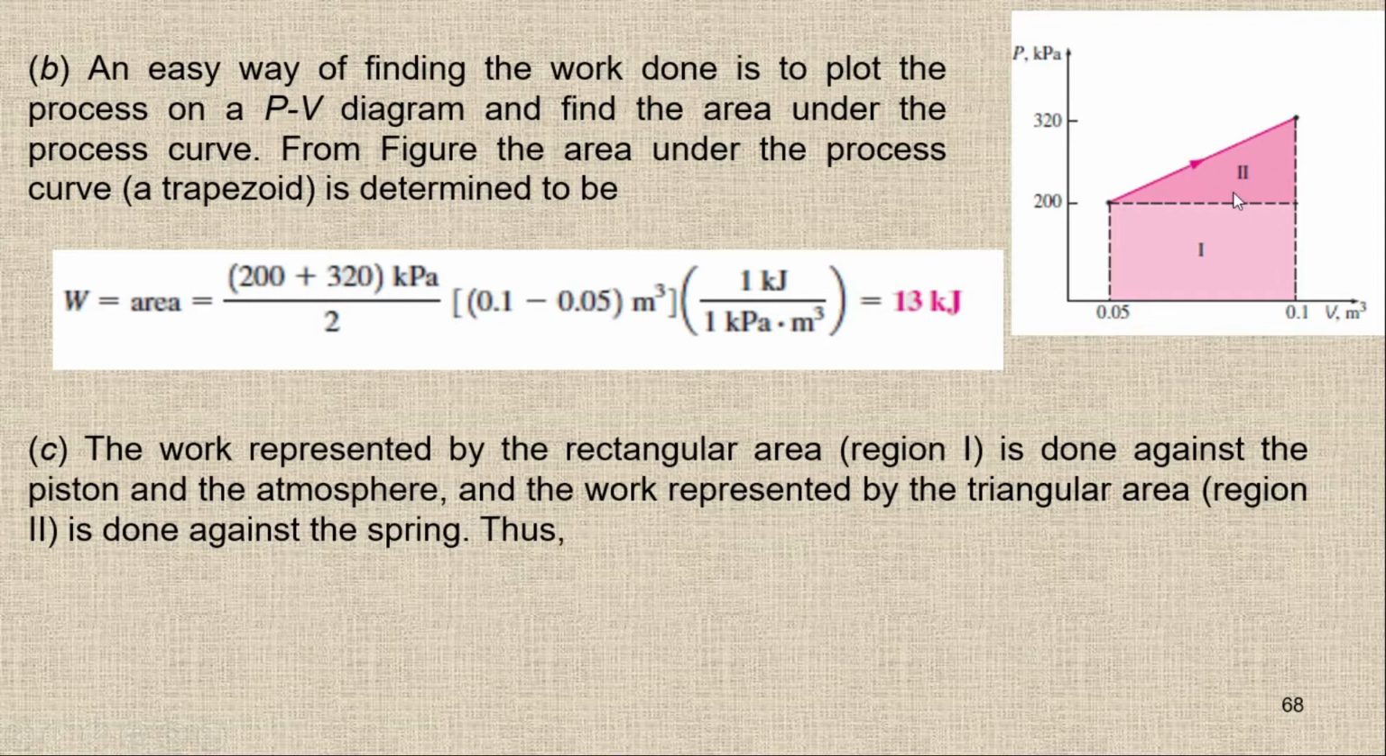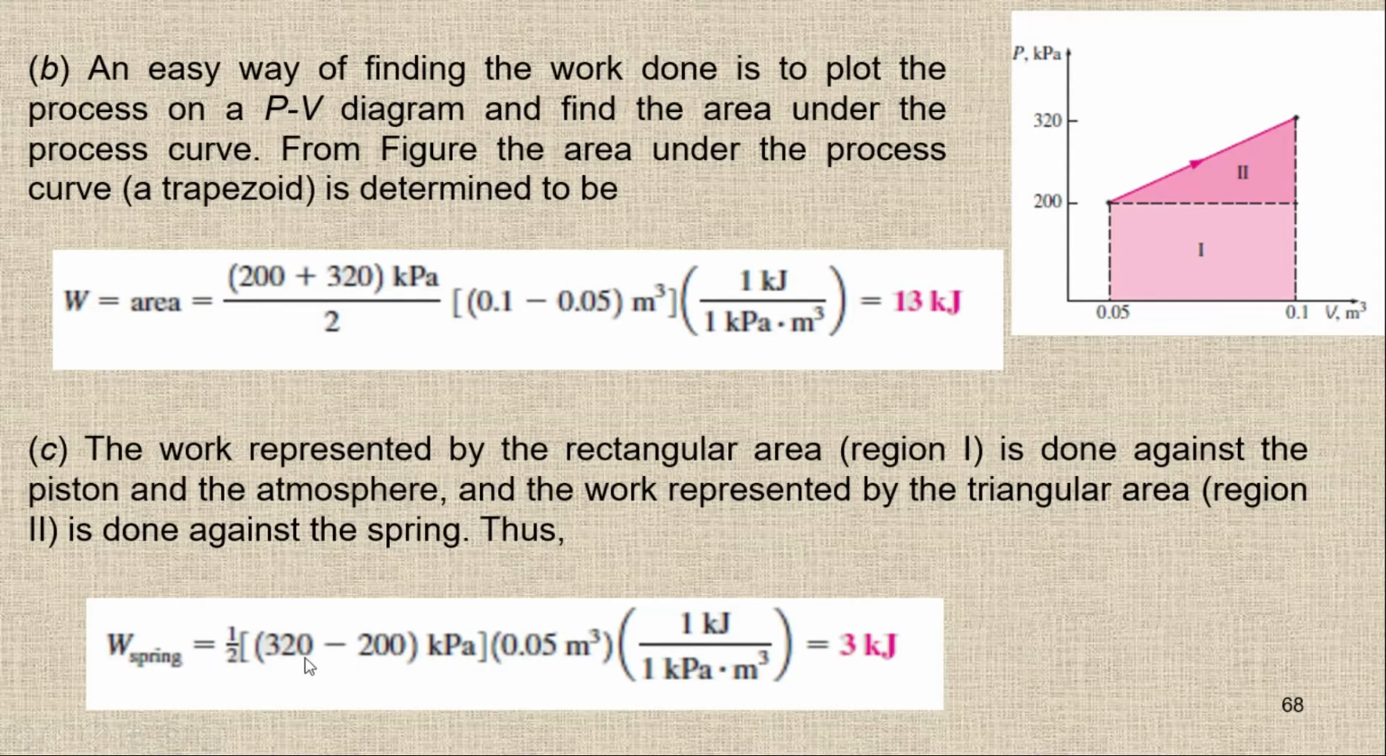If I have to find the spring work, it will simply be half base times altitude for this triangle. So this one is base and this is altitude: half times the base, which is 0.05, times the altitude, which is 320 minus 200. So we have this difference, and in this way you will get 3 kilojoules of work done by the spring. Total work is 13 kilojoules, and out of 13 kilojoules, 3 kilojoules is due to the spring.